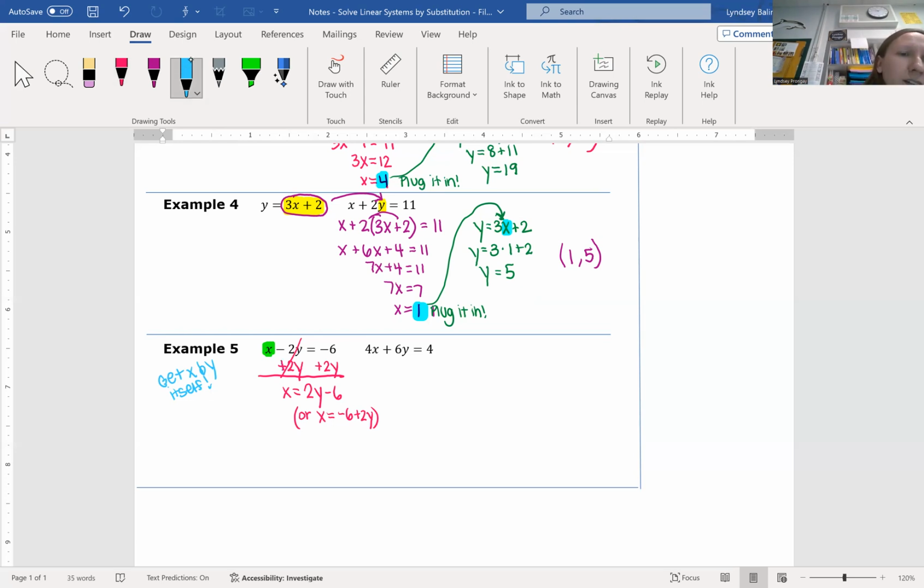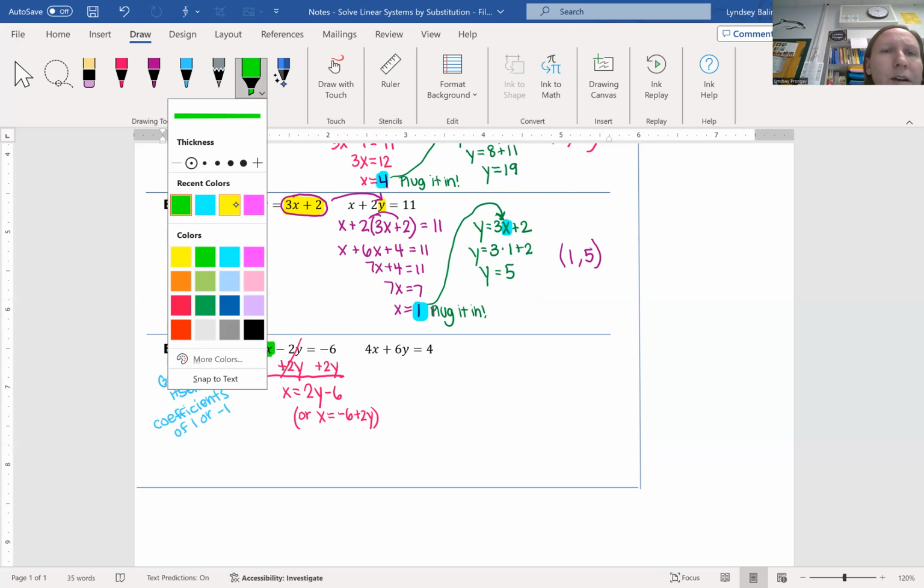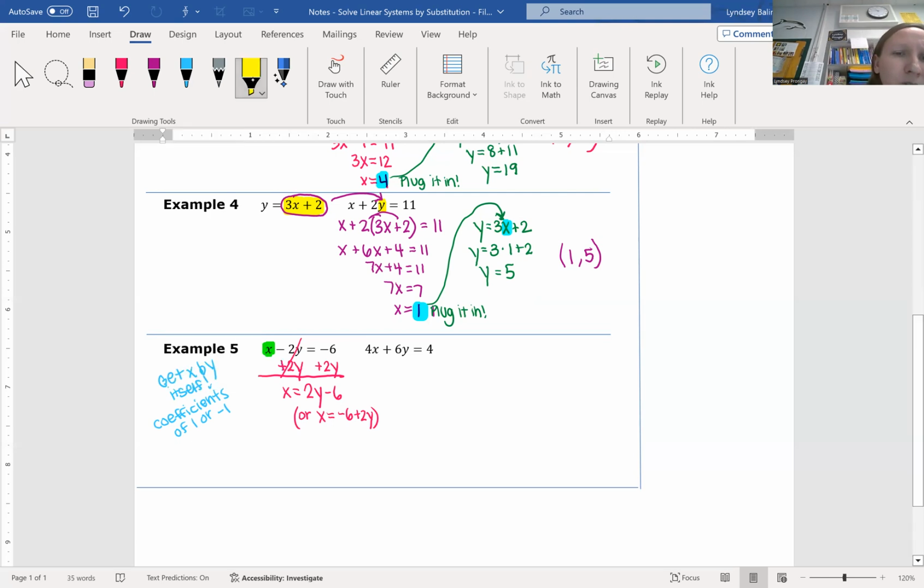Because once again, look for those coefficients of 1 or negative 1. That's always a good indication that that is a good variable to get by itself. And now I have x equal to 2y minus 6. I'm going to plug it in for my x in my other equation. Remember, I'm taking this entire thing and plugging it in for the variable.